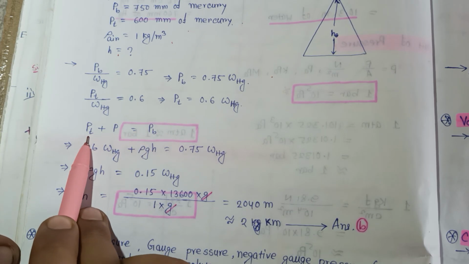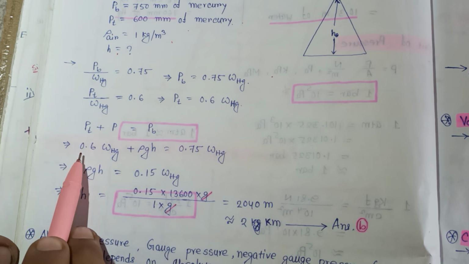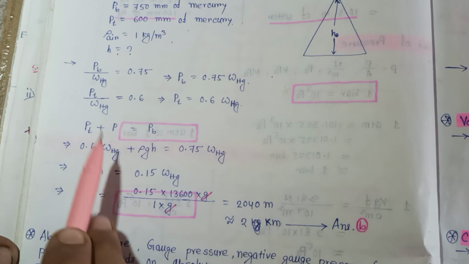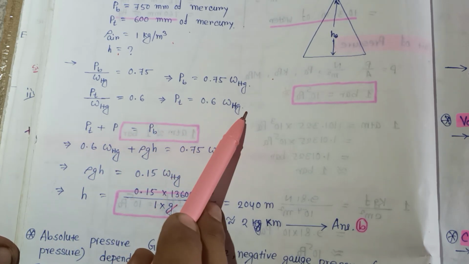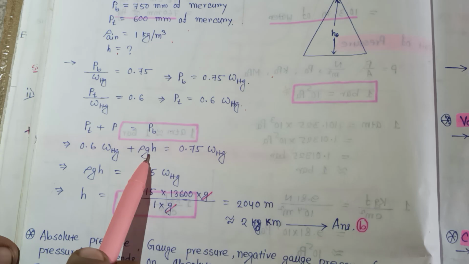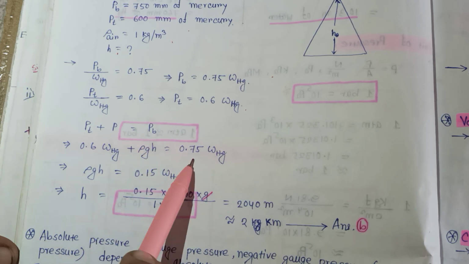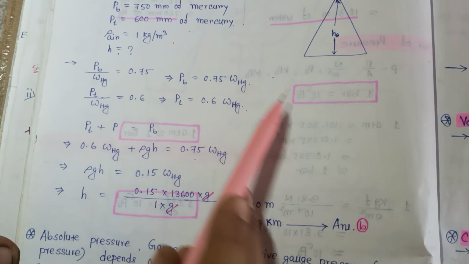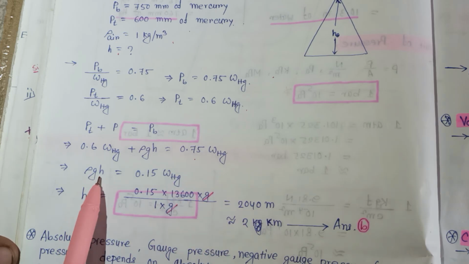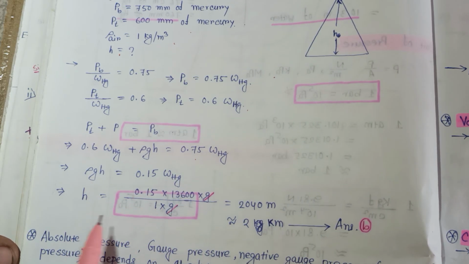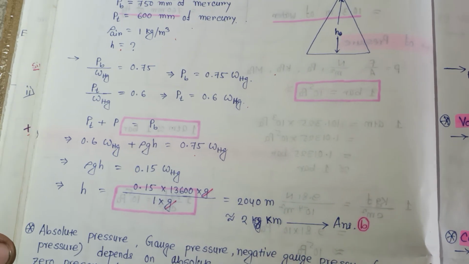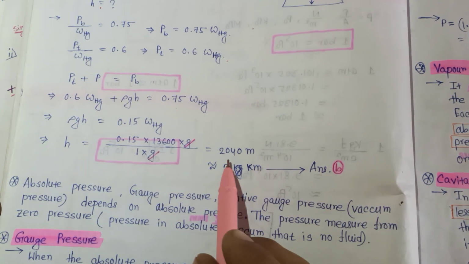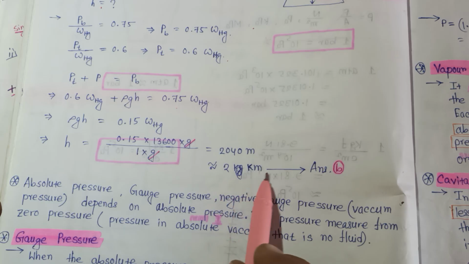So at the top location of the mountain, the pressure is 0.6 omega of Hg, plus the pressure, we know that P equals rho g h, that is equal to PB, which is 0.75 omega of Hg. So from here rho g h is equal to 0.15 omega Hg. So from here, if you calculate, H will be 2040 meter. So this is approximately 2 kilometer.